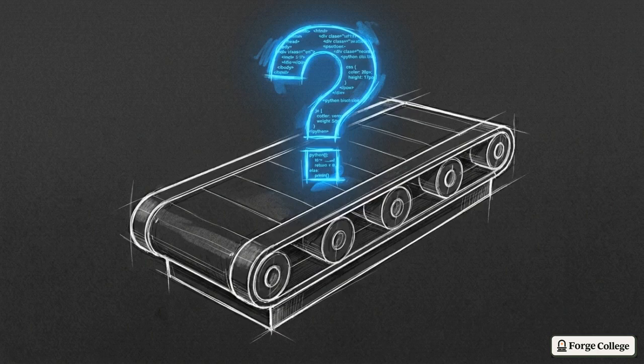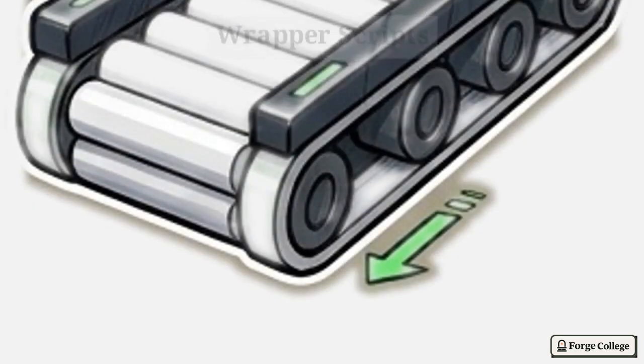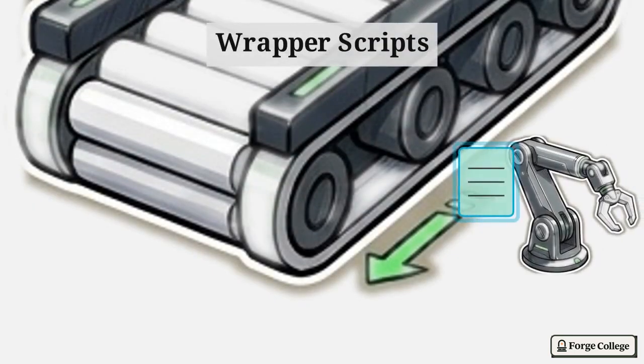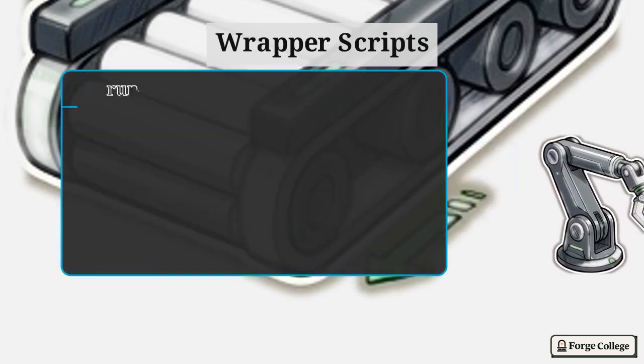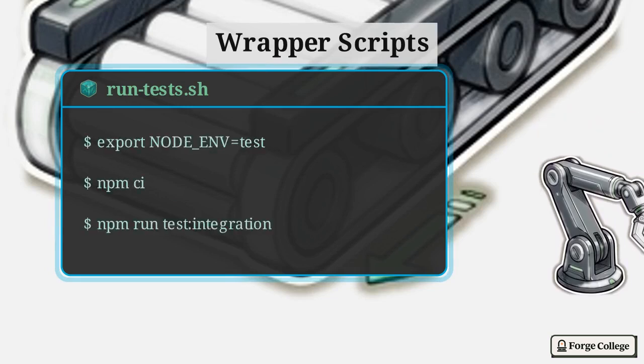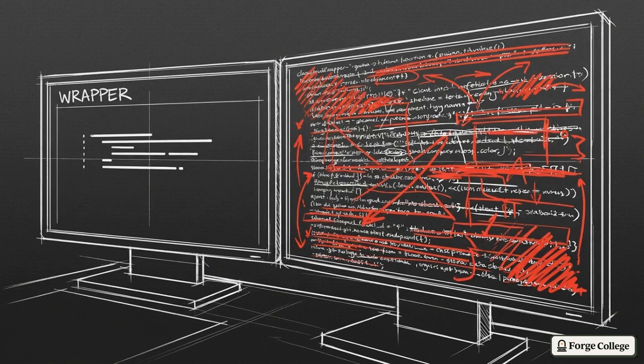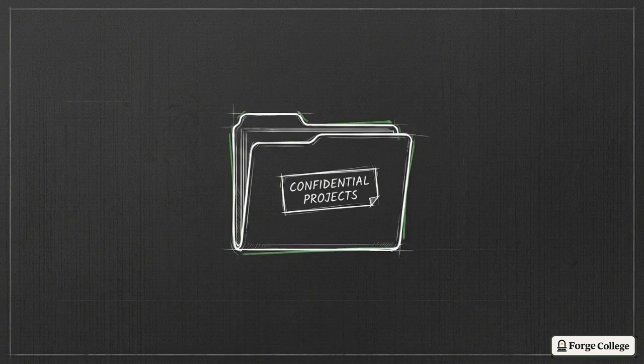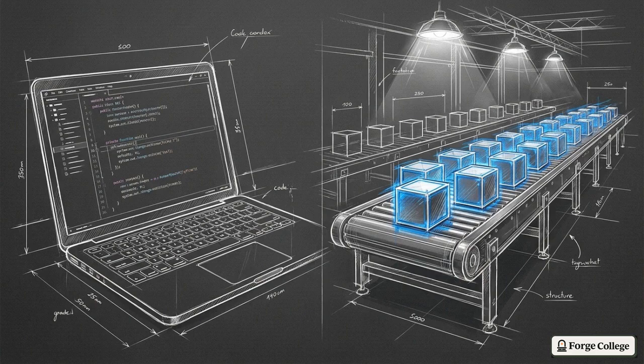But wait, how does a generalized conveyor belt know exactly how to test or deploy the unique custom-built code of your specific app? We use something called wrappers. Notice the robotic arm in this diagram holding a blueprint. That blueprint represents small helper scripts, like a run tests file, that hold the exact step-by-step instructions for your specific project. By keeping these specific instructions contained entirely within wrapper scripts, we prevent the main pipeline configuration from becoming a tangled, unreadable mess of code. Wrappers isolate the complexity. They guarantee that the exact same test commands a developer runs on their own laptop will run identically on the automated conveyor belt.